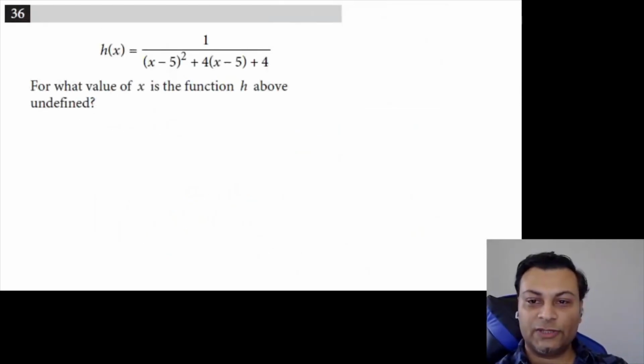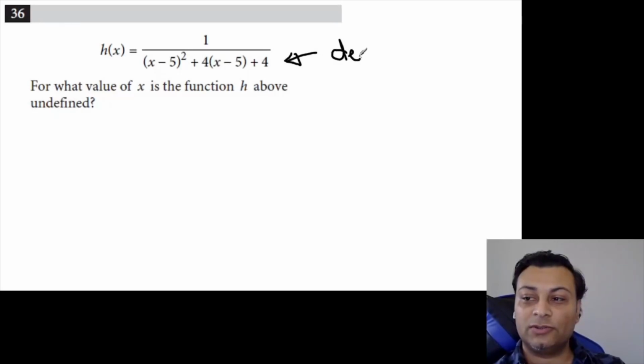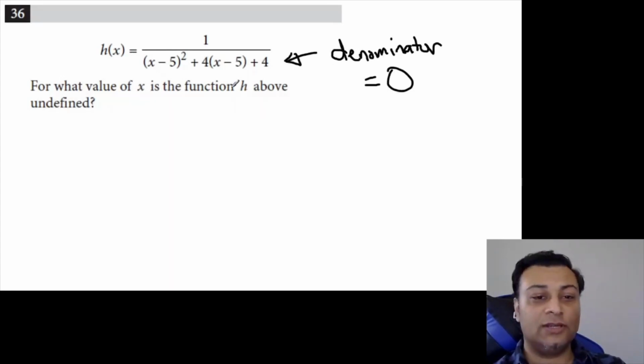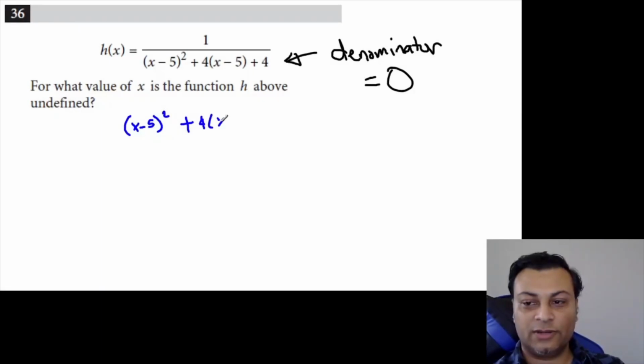Moving on to number 36. For what value of x is the function h above undefined? 1 over all that. Now, to get h of x to go undefined, we would like the denominator to go to 0. So the denominator should go to 0 for the entire function to be undefined. And so we end up with this: (x minus 5) squared plus 4 times (x minus 5) plus 4.